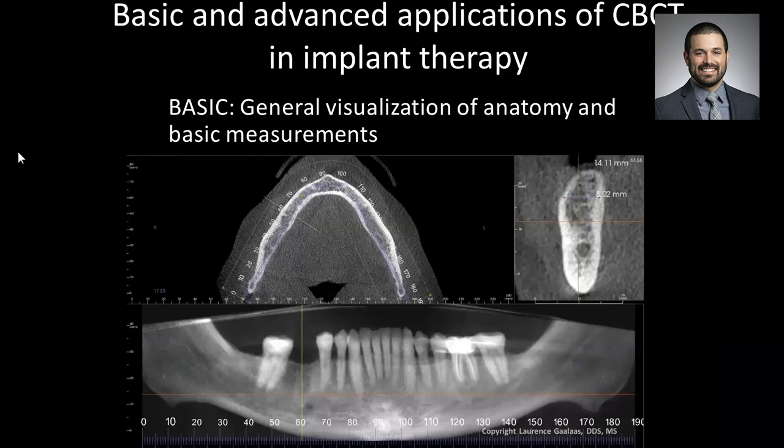So I'm going to talk and start here about really three main approaches to implant treatment planning. There's a basic approach, a semi-advanced approach, and then a guided surgery approach. And we'll start with the basic. The basic is you are simply getting a visual assessment of the patient's anatomy with some basic height and width alveolar measurements. The scan might look like this.